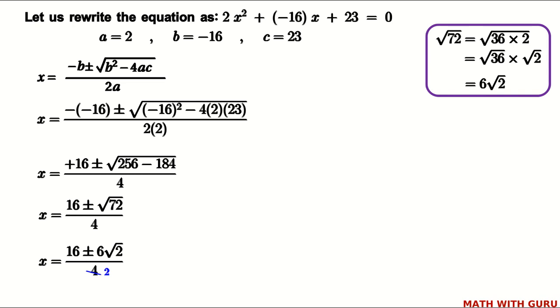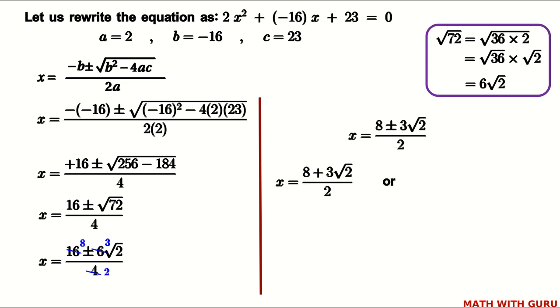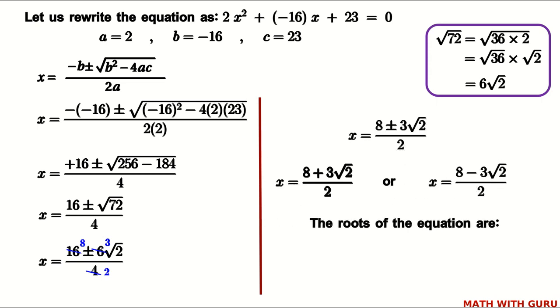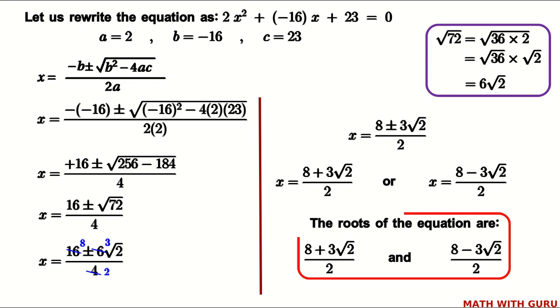Here 2 is a common factor for both numerator and the denominator. 2 2s are 4, 2 8s are 16, 2 3s are 6. Note that we need to divide both the terms in the numerator by 2. X equals 8 plus or minus 3 root 2 whole divided by 2. Let us separate the two values of x here. The roots of the given equation are 8 plus 3 root 2 whole divided by 2 and 8 minus 3 root 2 whole divided by 2.